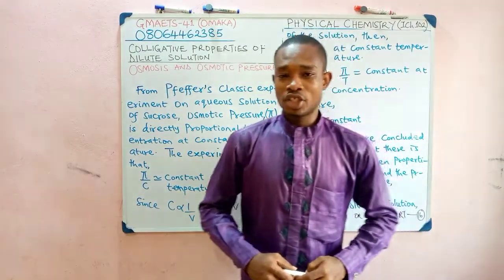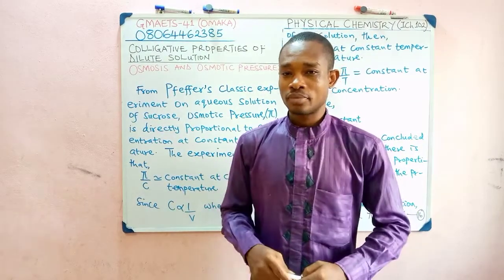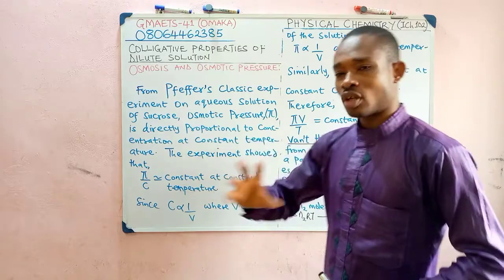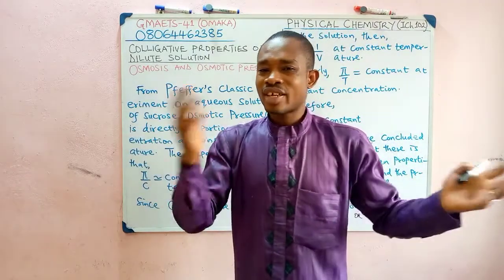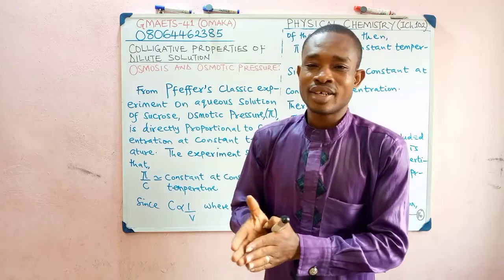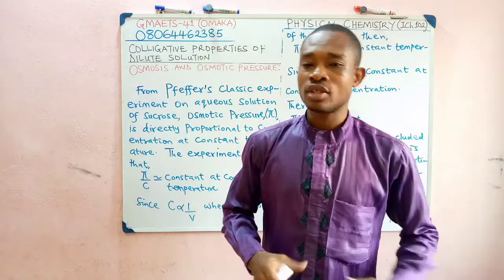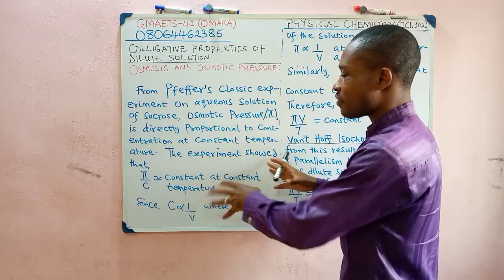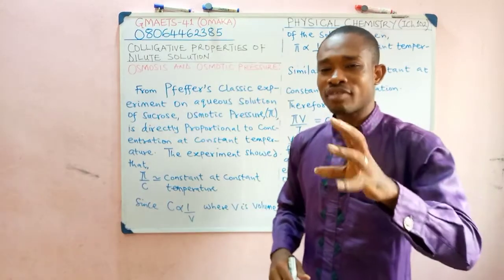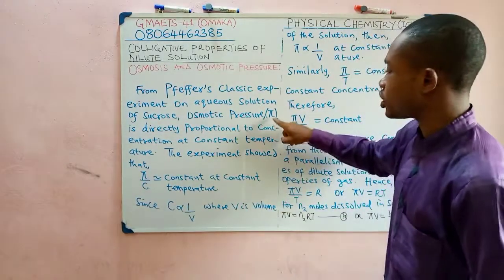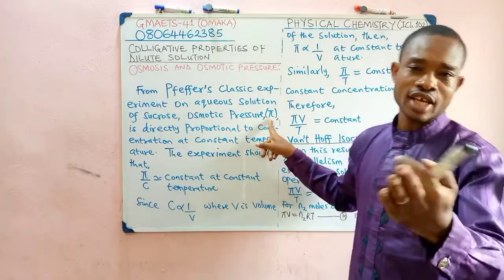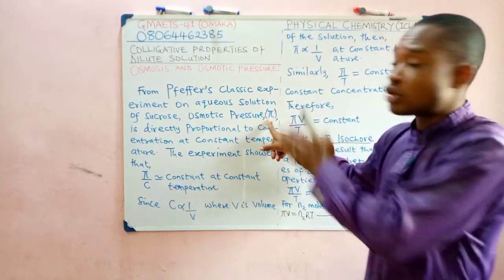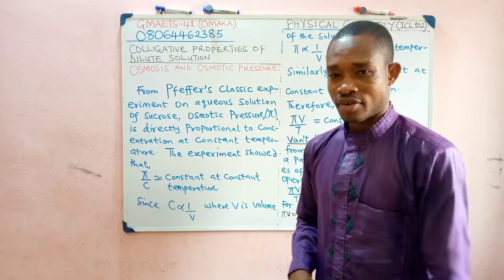We now want to establish the osmotic pressure formula. Coming from Pfeffer's classic experiment on aqueous solution of sucrose, where the osmotic pressure was measured together with the concentration of the solution and the volume of the solution at given temperature, and then a conclusion was made there. Let's see what was observed from the experiment. It was observed that at constant temperature, osmotic pressure, which in this case we're using this symbol pi to represent. Please take note, pi here is not 3.14, neither is it 22/7. It's just used to represent osmotic pressure here, is that okay?